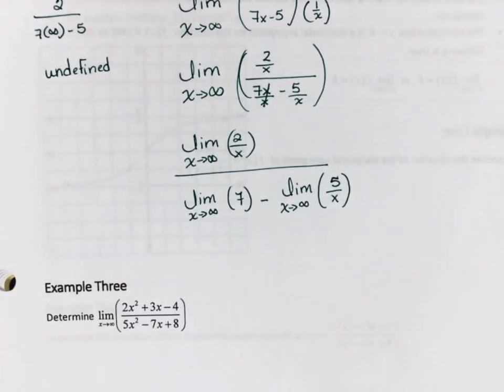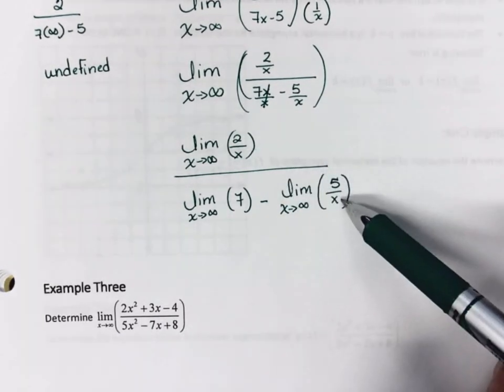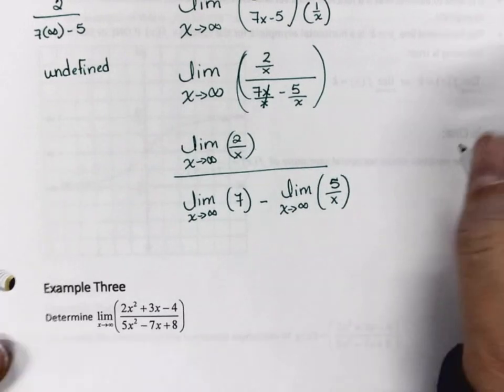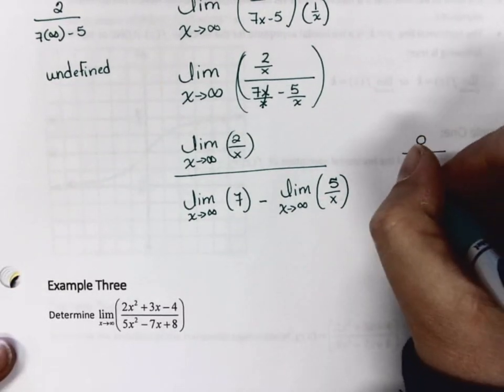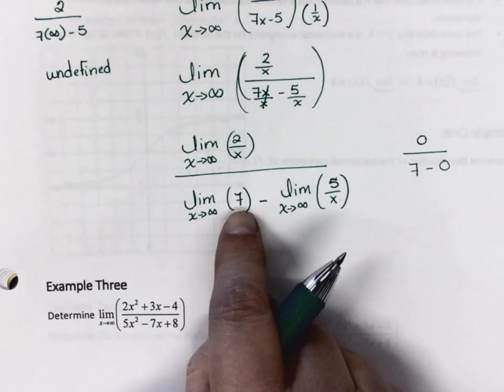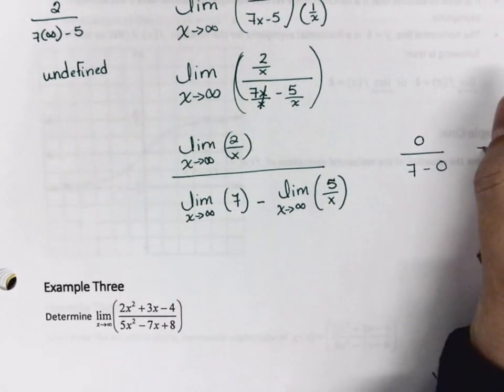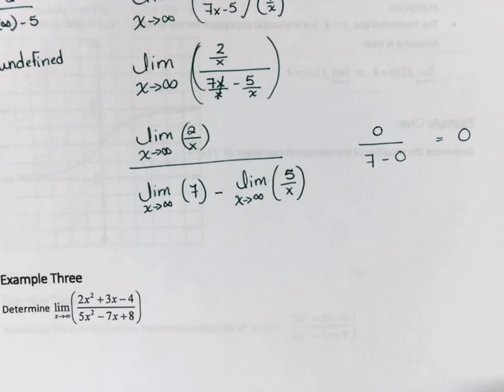So now we know some things. What do we know? What's this limit equal to? 0. What's this limit equal to? 0. So we're going to have 0 over 7 minus 0, because there's no x in here, so the limit is just 7, because that's the function. And so that's going to equal 0. So the limit of this function is 0. So we are going to have a horizontal asymptote at y equals 0.